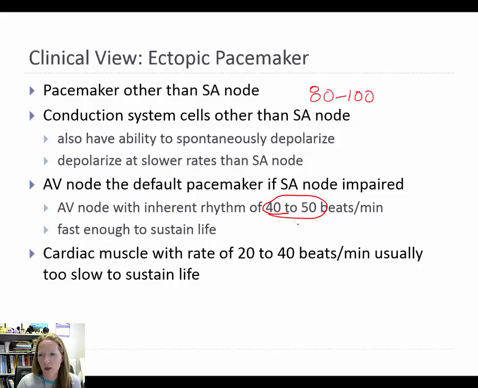So this is obviously something that, if your SA node does stop working, at least you have this kind of backup mechanism to make sure your heart keeps on beating, but it's not going to be efficient enough to last for a very long time. And then if the AV node peters out, if it completely quits, there's no way that the other nodal cells found within the bundles and the bundle branches are going to sustain life. They fire off at 20 to 40 beats per minute.